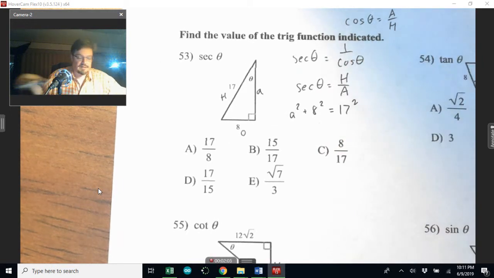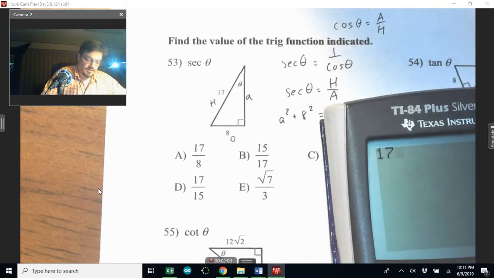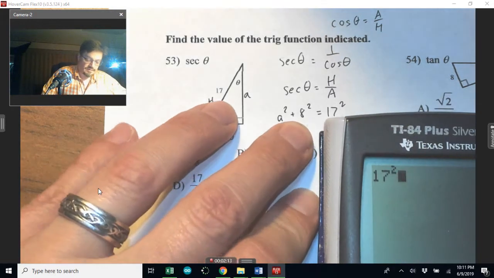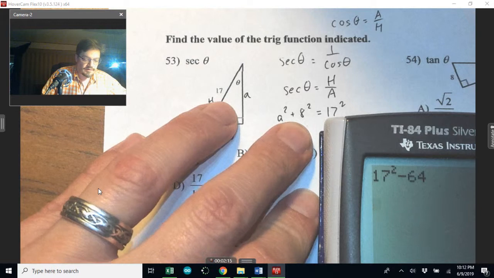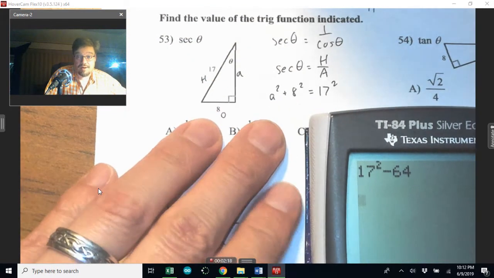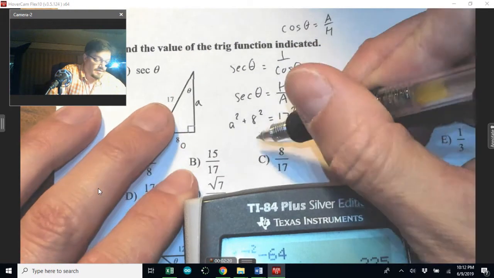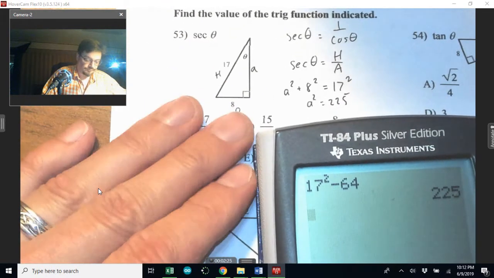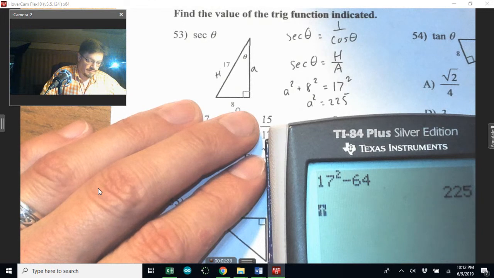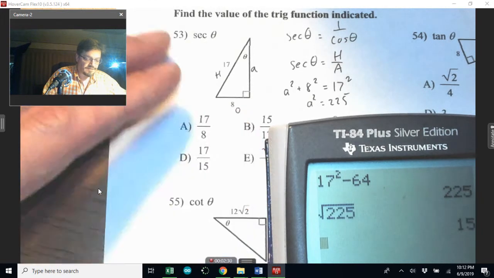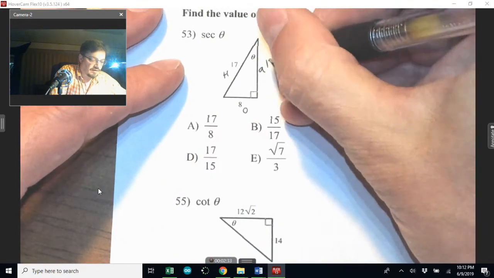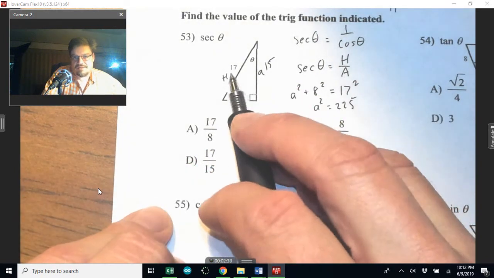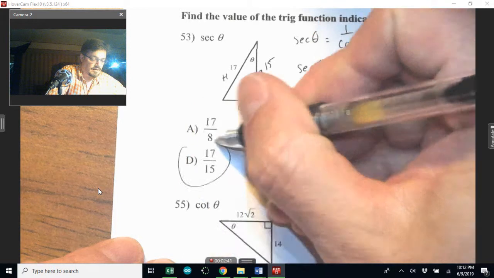So in my calculator, I'm going to take 17 squared, and I'm going to have to subtract 64 to get a squared. That's 225. Since a squared equals 225, I'm going to take the square root. The square root of 225 is 15. So it looks like a equals 15. Therefore, if I wanted the secant, in its h over a form, I want 17 over 15, which is D.